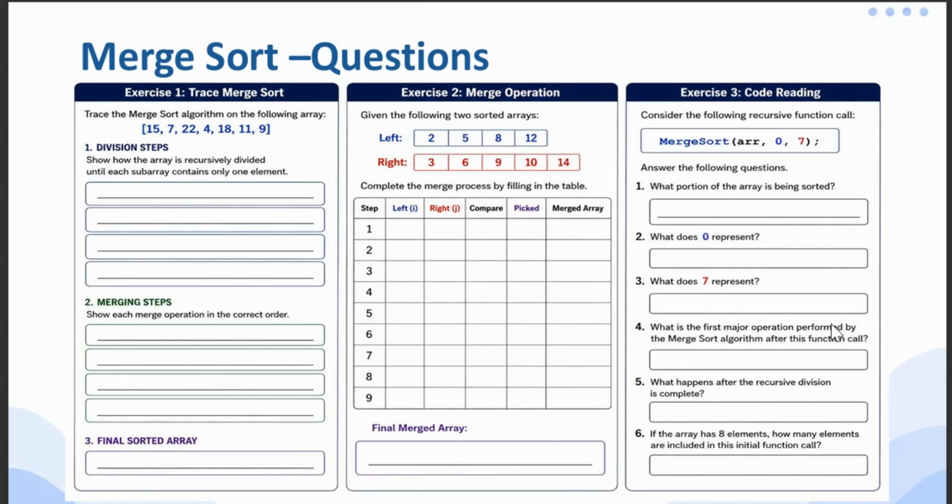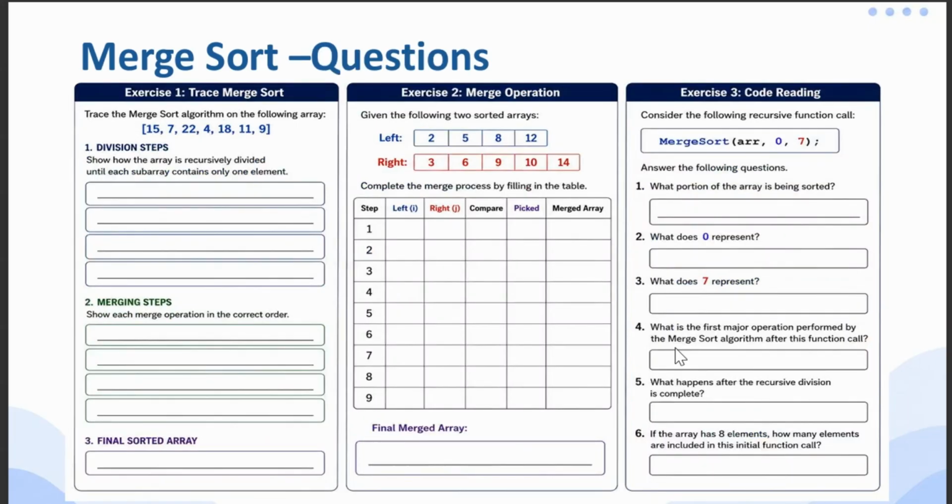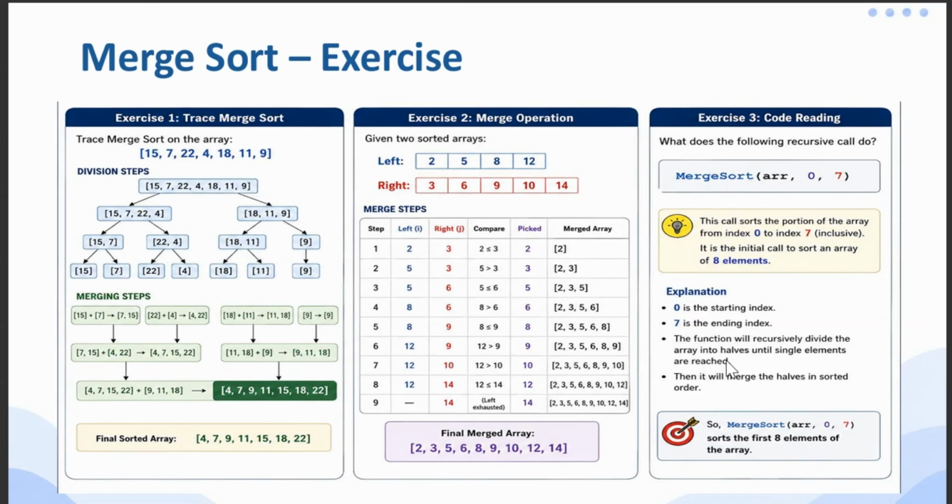And what is the first major operation performed by the merge sort algorithm after this function call? So what we will do, we initially recursively divide the array into halves until single elements are reached, right? What happens after the recursive division is complete? Then it will merge the two halves into sorted order, right?